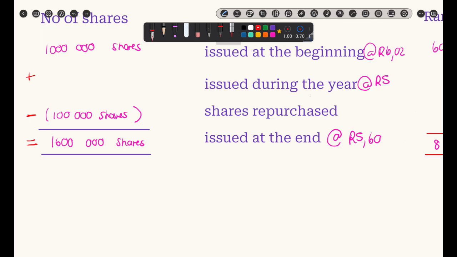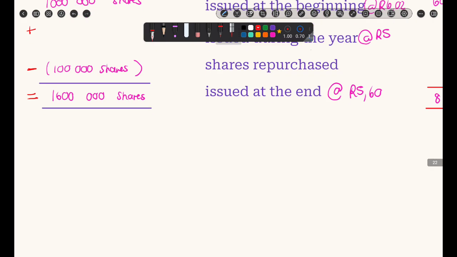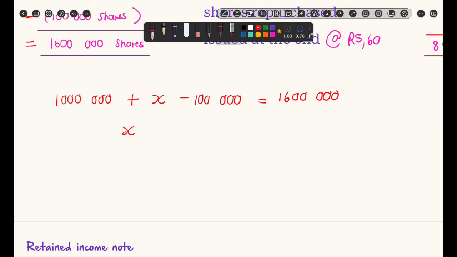So we can see that in this equation, I only have one unknown, which is my issue during the year, right? And we know that in an equation, if you have everything except for one thing, we can solve for that one thing that we don't know. So I'm going to say 1 million at the beginning, plus the during. Remember, I don't know the during, so I just put X, minus my 100,000 must give me my balance at the end. Then I solve for X, and you solve for X by simply moving all the numbers to the other side. So it's 1,600,000 minus 1 million, because it's now moving to the other side, plus 100,000.